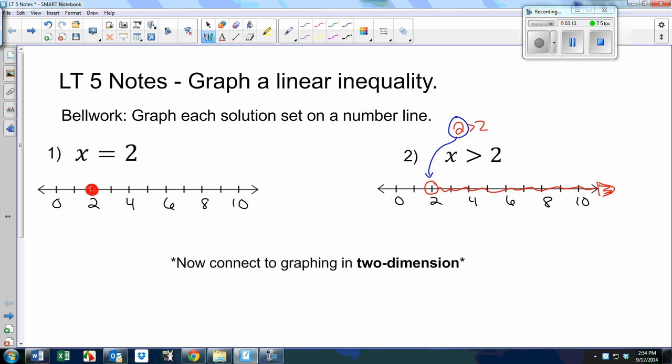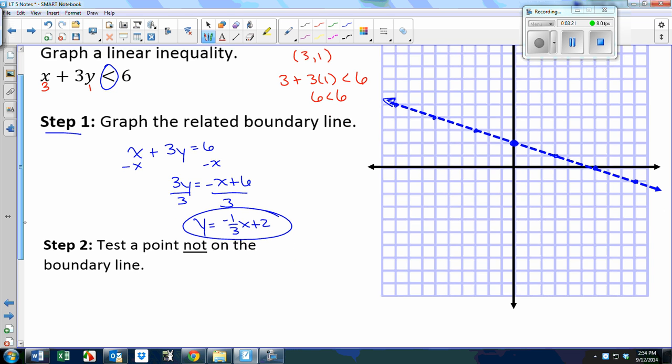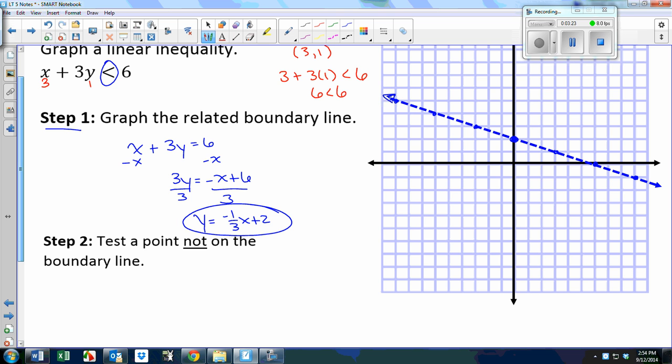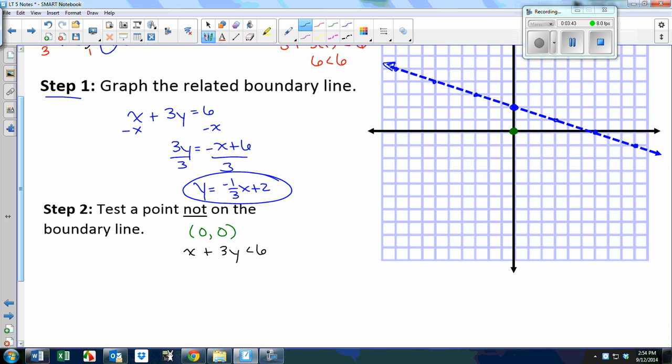Well, back in one dimension, that was like putting the open circle. There was still a bunch of points that do work, a bunch of values for x, so there was some shading. So step 2 in graphing a linear inequality is figuring out where the points are that do work. So we're going to test one. I like testing the origin, (0,0). If it's not on the line, you can test it. So I will test (0,0) in the original inequality, x plus 3y is less than 6. I'm going to plug a 0 in for x and a 0 in for y.